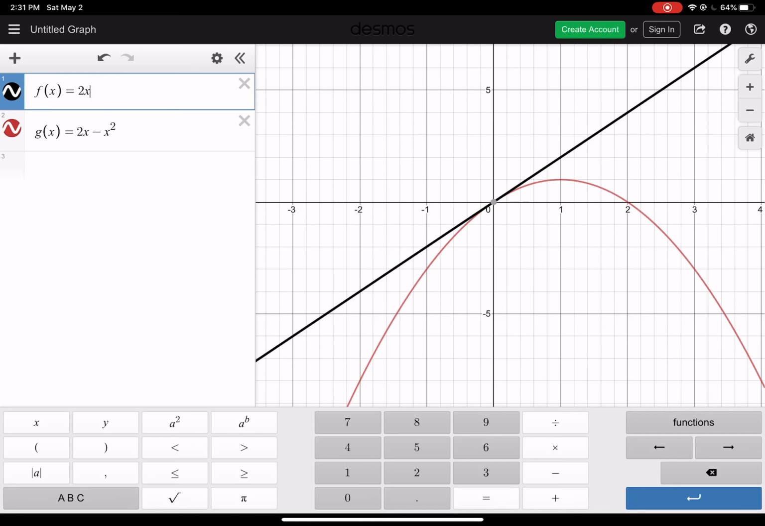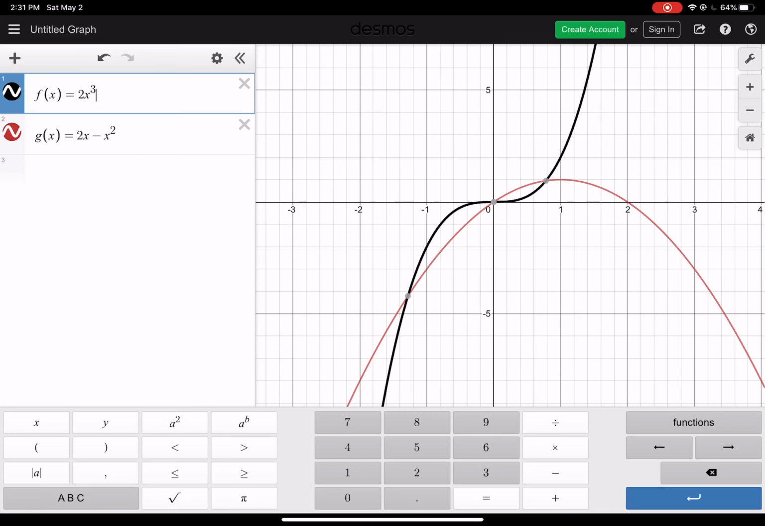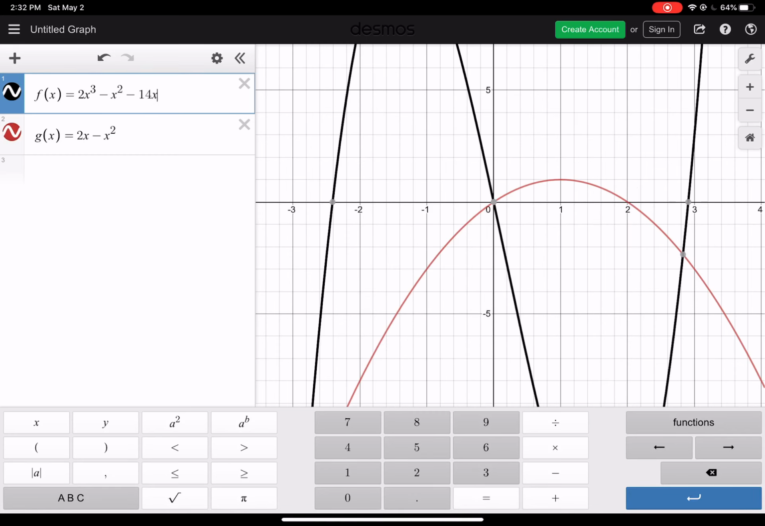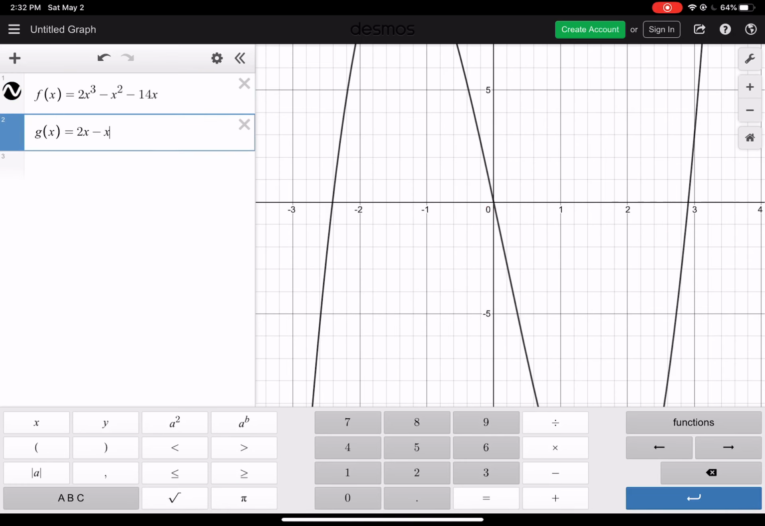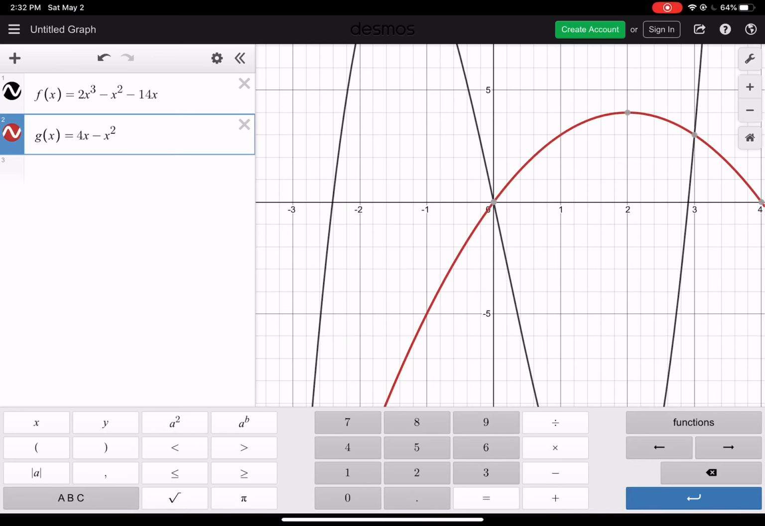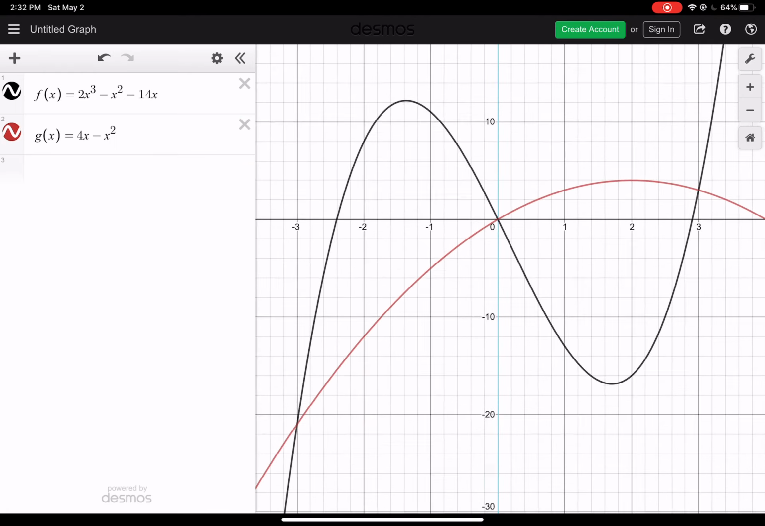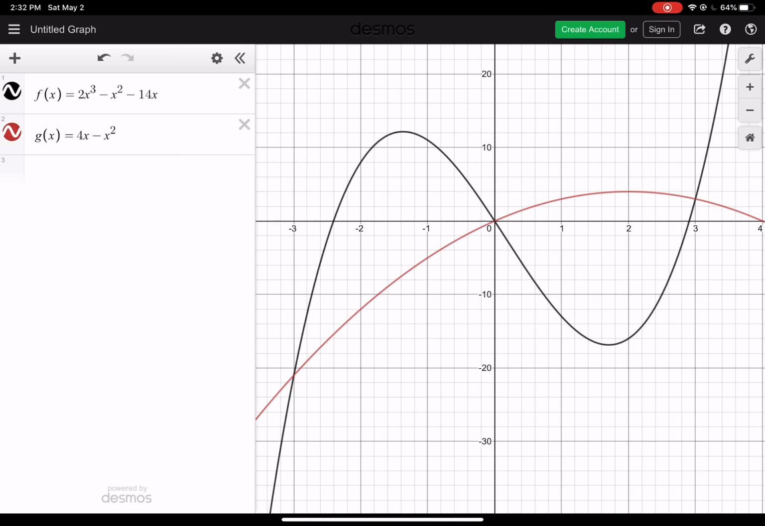So 2x cubed minus x squared minus 14x. And then g of x I'm going to call 4x minus x squared. It looks pretty similar, right, to the last one. So it looks like we're intersecting there at -3, 0, and then +3.